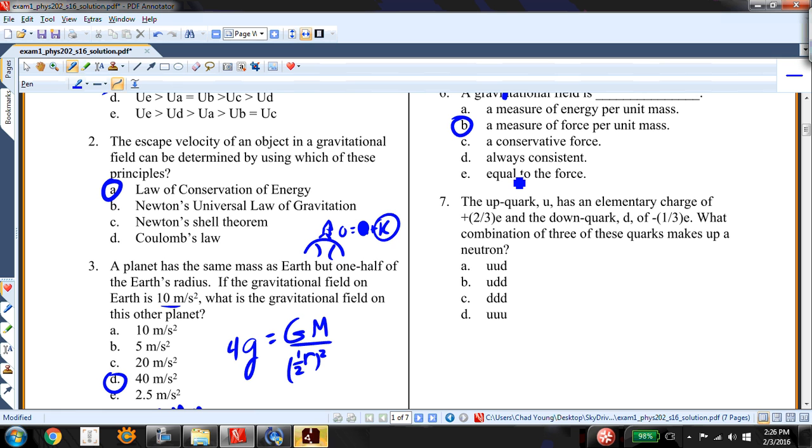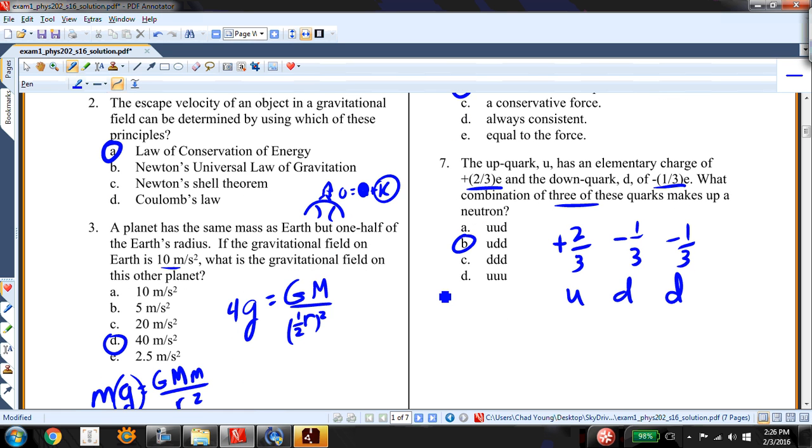The up quark has an elementary charge of plus 2/3, down quark of minus 1/3. What combination of 3 of these quarks makes up a neutron? Well, a neutron has no charge, it's neutral, and so the sum of the charges, if there are 3 of them, has to add up to 0. So I have plus 2/3, which has to be an up quark. Then I also have to have a minus 1/3 and another minus 1/3. So that is up, down, down. So B is the right answer for number 7.